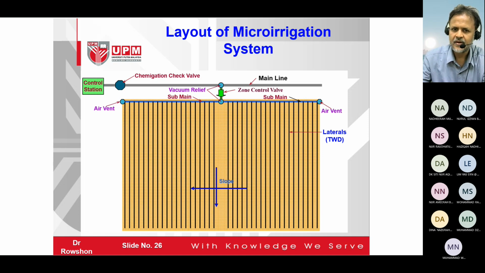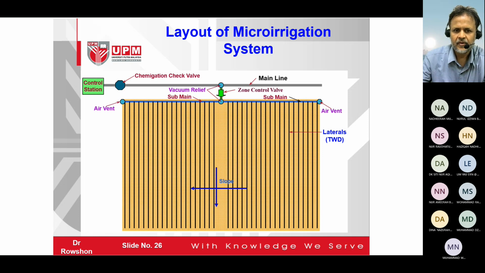Submain. Why submain? Because this is the main, and after the main there is another pipe called the submain. The main pipe normally has a high diameter like this. After this you have a smaller diameter, maybe, so this is called the submain. Okay.